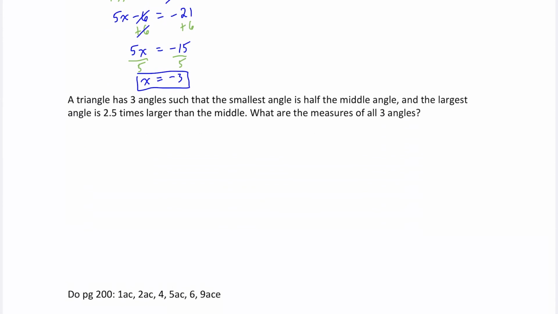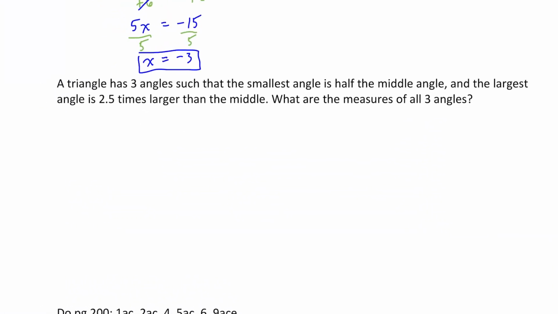Okay, one last question here. A triangle has 3 angles such that the smallest angle is half the middle angle, and the largest angle is 2.5 times larger than the middle. What are the measures of all 3 angles?